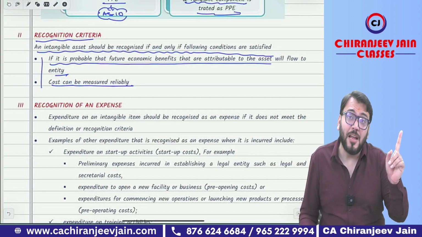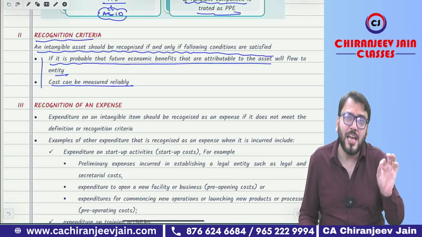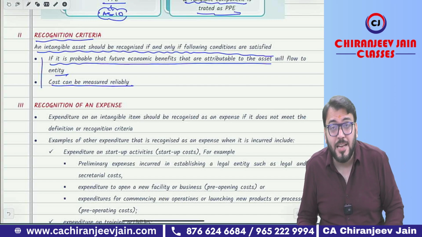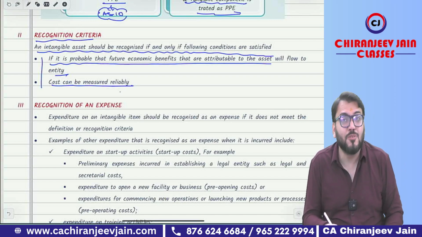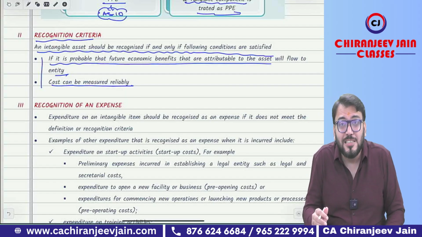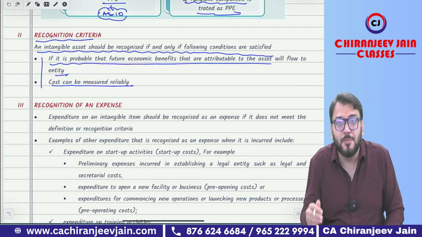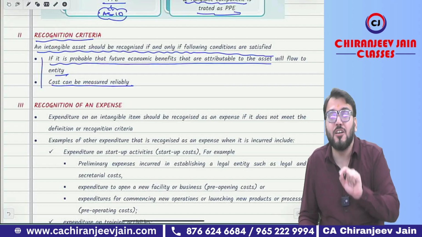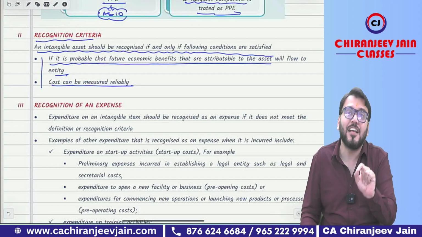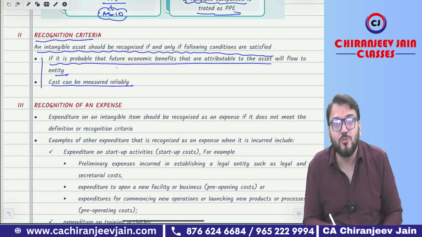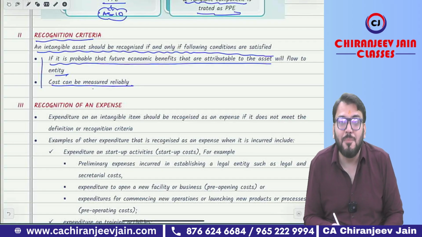In case of property, plant, and equipment, I have said that the condition that cost can be measured reliably is always deemed to be satisfied for tangible assets. But for intangible assets, this second condition is also very, very important. There might be a situation where you are doing self-generation of an intangible asset and you are not able to identify the cost. If you are not able to identify the cost, AS26 says that it cannot be recognized as an intangible asset. So both conditions, probable future economic benefit and cost can be measured reliably.